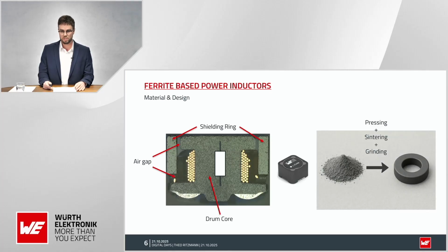The production process of ferrites is as follows. First of all, we press the powder into a shape. Then we put it into an oven at high temperature, which is called sintering. Afterwards, we grind the ferrite into the desired shape.